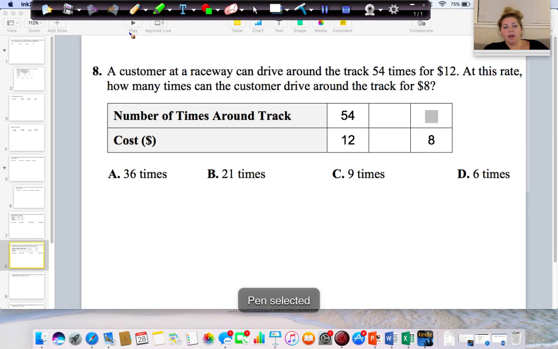All right, a customer at a raceway can drive around the track 54 times for $12. At this rate, how many times can the customer drive around the track for $8? Okay, so again, we can cross multiply and divide. Okay, there's nothing we can multiply or divide in our heads to get from 12 to 8. You can divide by or multiply by a fraction and get 8, but we wouldn't know that off the top of our head. So what we can do is we can reduce 54 over 12 by dividing them both by 6.